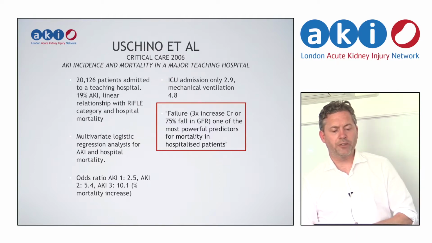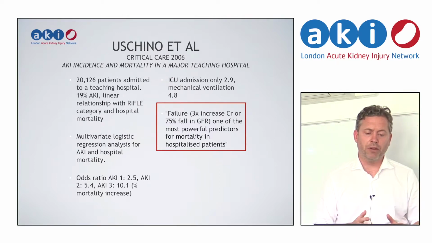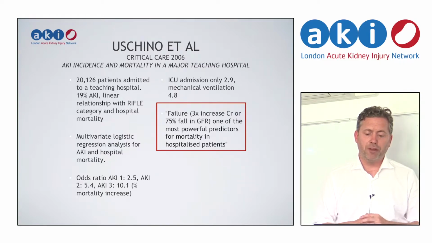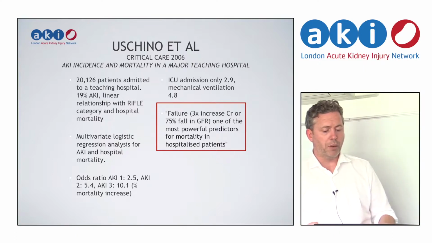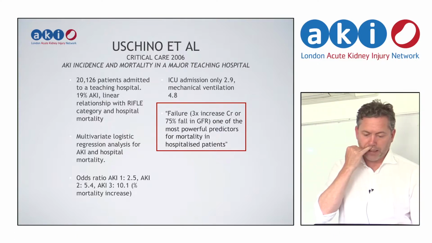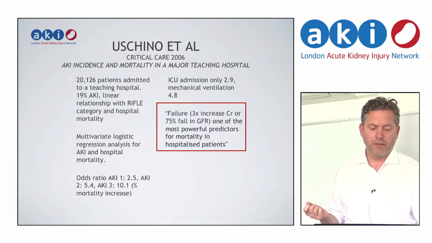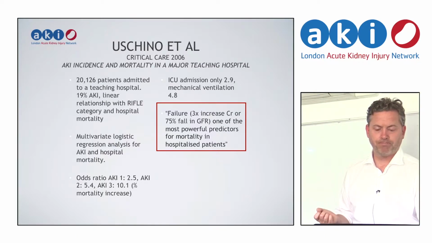Mehta et al, Critical Care 2006, a similar number of patients. Again, very strong association between acute serum creatinine rises and adverse outcomes. Failure or severe acute kidney injury, the authors described as one of the most powerful predictors for mortality in hospitalised patients, actually a stronger predictor than mechanical ventilation.